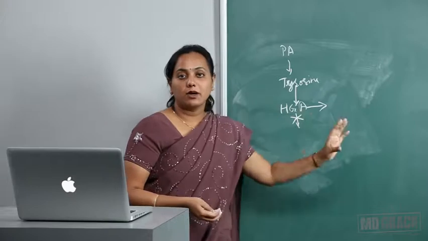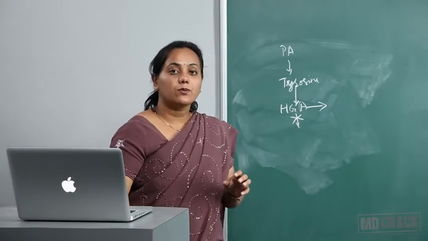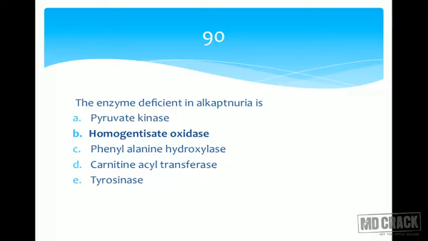Rather, urine turns black upon standing because homogentic acid is getting oxidized upon standing and forming what are called alkaptone bodies, and that is why the name alkaptonuria for this. It is also called black diaper syndrome.